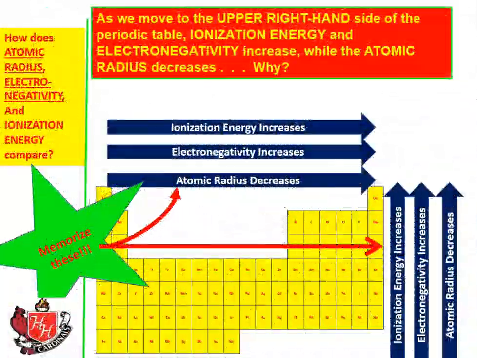Okay, so here's just a summary of all of them. As we move to the upper right-hand side of the periodic table, ionization energy and electronegativity increase while atomic radius decreases. So just remember, ionization energy and electronegativity do the same thing. They behave in the same way. They go up from left to right, but atomic radius gets smaller as you go from left to right. And as you go from bottom to top, the ionization energy and the electronegativity increase, but the atomic radius decreases. So atomic radius works the opposite way as the other two.